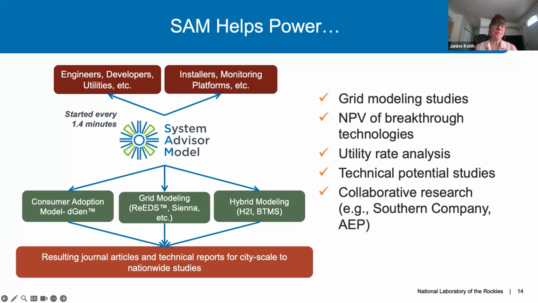research with industry. And that's in addition to the top row in red, SAM's impact on the industry that's using the tool directly to look at specific systems, including engineers, developers, utilities, as well as installers, monitoring platforms, etc.